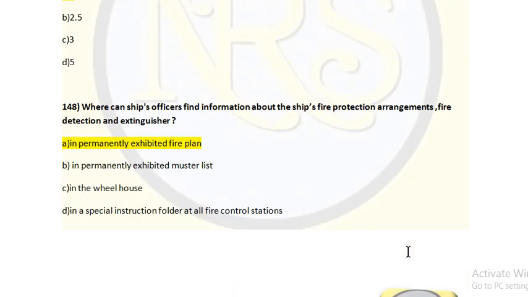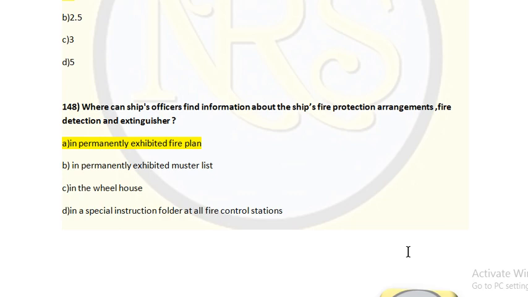Question number 148. Where can the ship's officer find information about the ship's fire protection arrangement, fire detection and extinguishers? Option A, permanently exhibited in the fire plan. Option B, permanently exhibited in the master list.